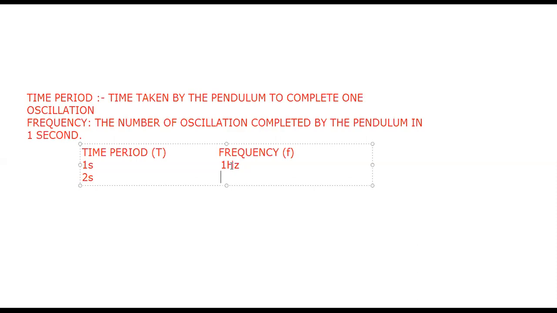If the time period is 2 seconds, मतलब उस पेंडुलम को एक ऑसिलेशन करने के लिए 2 सेकंड लगते हैं. Yes, very good Sanika. 1 सेकंड एक ऑसिलेशन कंप्लीट करने के लिए उसको लग रहे हैं 2 सेकंड. Very good Yash. Okay, so how many oscillations will it complete in 1 second? Very good. It will complete half oscillation. So what will be the frequency? The frequency will be 1/2.